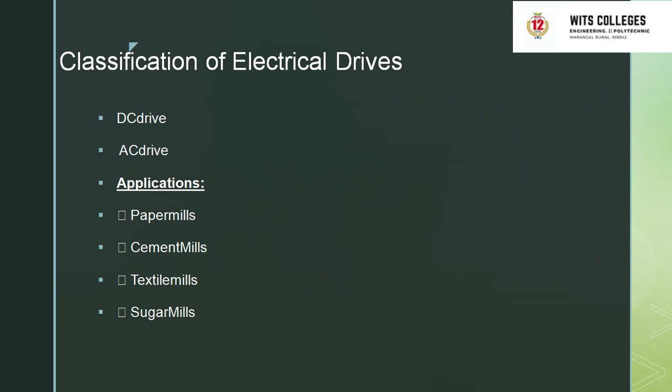Coming to the main classification of the electric drives, there are two types of electric drives, DC drives and AC drives. Next, coming to the applications of electric drives, electric drives can be used in paper mills, cement mills, textile mills, and sugar mills, and it can also be used in electric traction, electric vehicles, steel mills. These are the applications of electric drives.